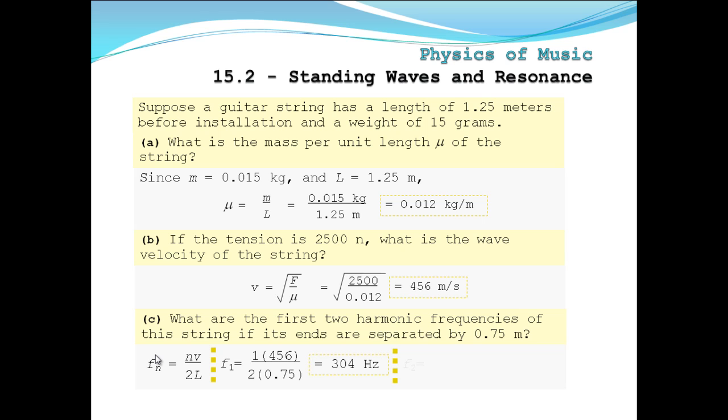We're going to do the same thing for the second harmonic. We're going to put a 2 in wherever there's an n, and you're going to get 608 hertz. If you put a 3 in there, I bet you it's going to be 912 hertz.